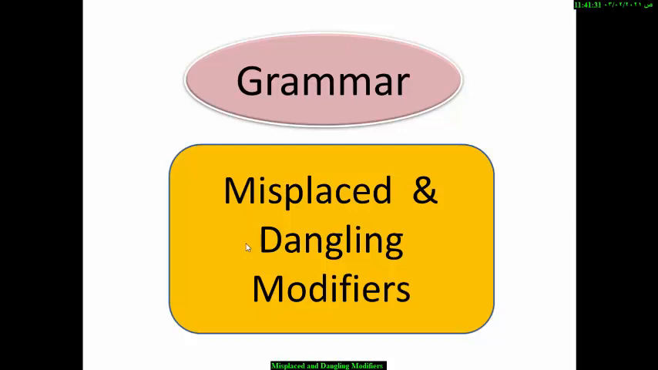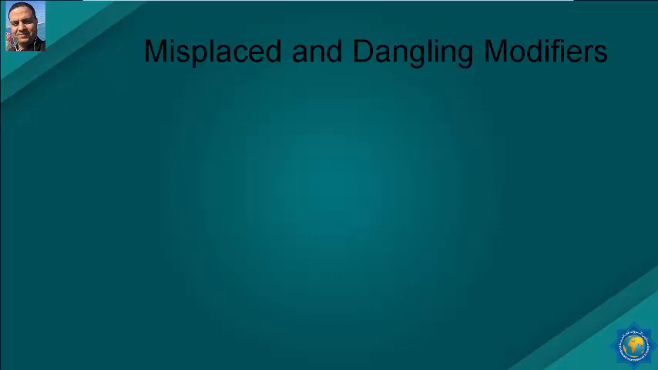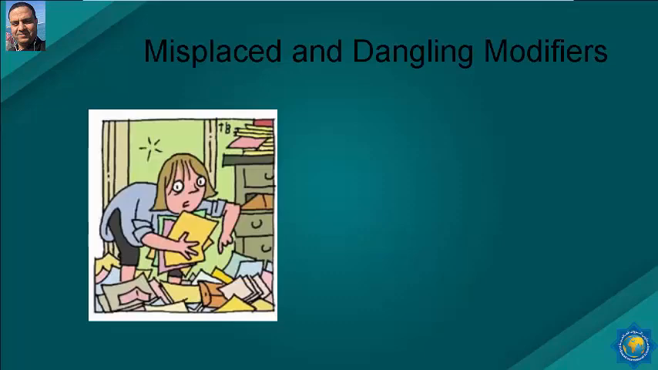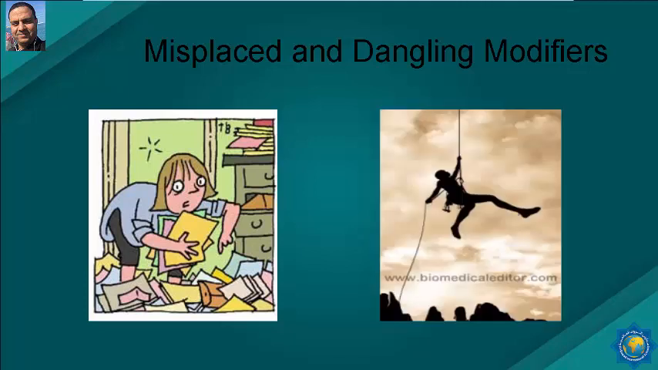Hello everyone, welcome to this new grammar lesson. Today's lesson is misplaced and dangling modifiers. Do you know what it means to be misplaced? Miss and place, so you put it in the wrong place. Dangling means hanging or swinging loosely.